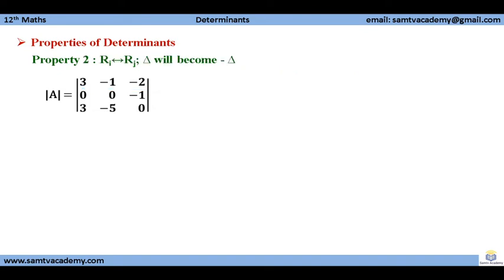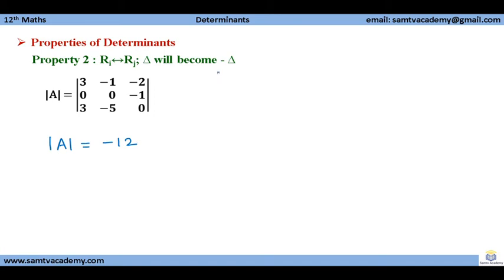Next property, what is the next property? It says that if you interchange two rows, then if you are interchanging one time, it will give a negative sign. If you are interchanging two times, two sign changes will make it positive. If you are interchanging three times, then three negative signs will give you a negative only. So how many times you change the rows, that many times the negative sign comes. As we know, the value of the determinant for this is minus 12.